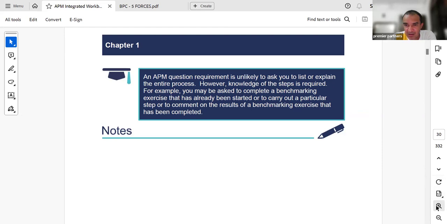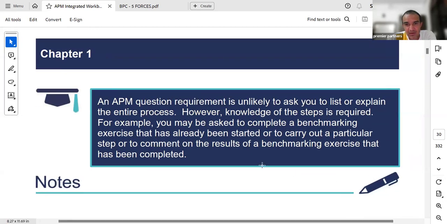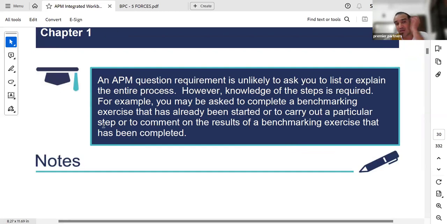Now just read this. Some people say, no, theory is not important. Just read this part, what you see on the screen.